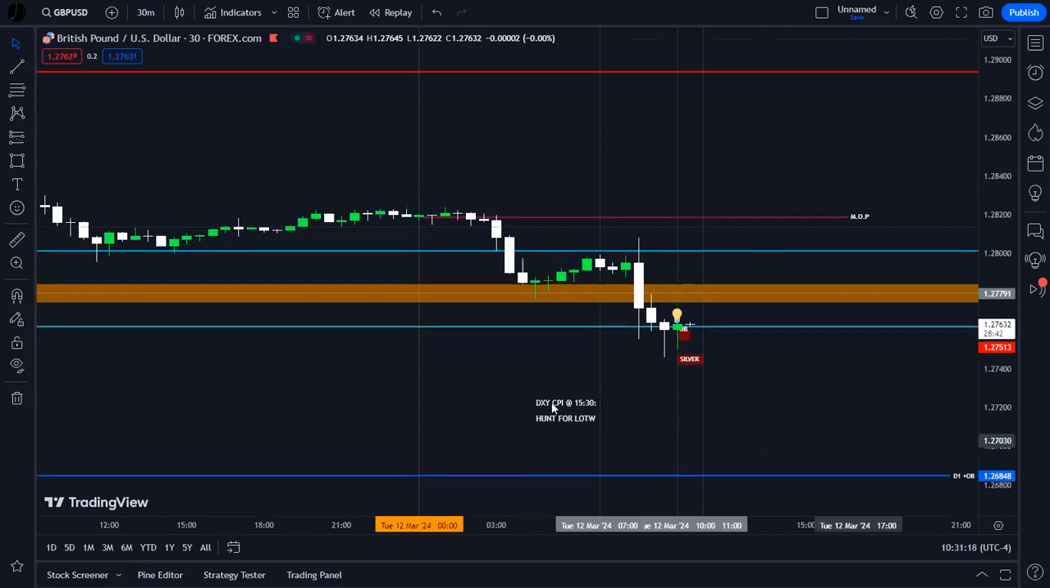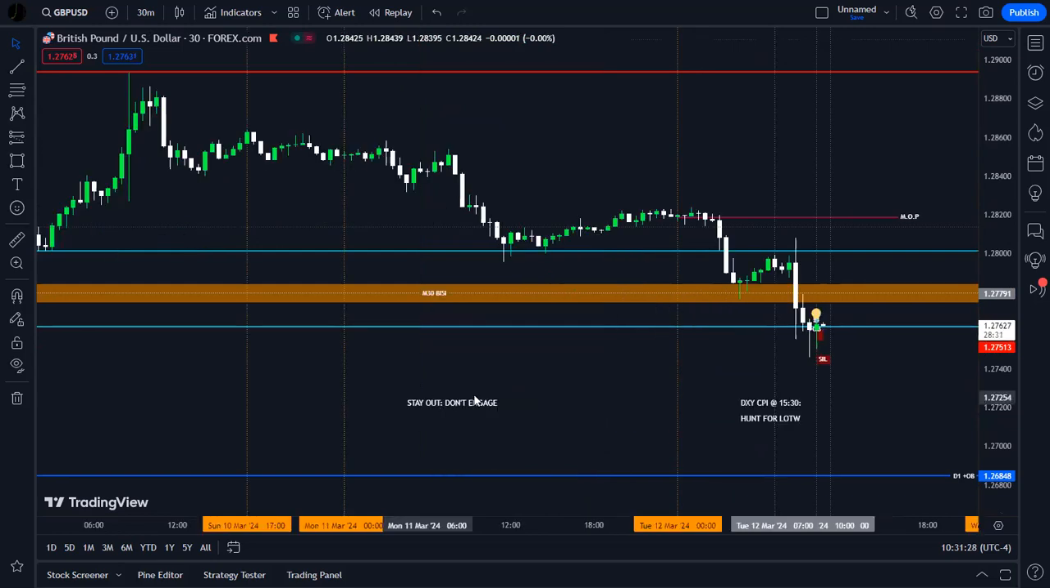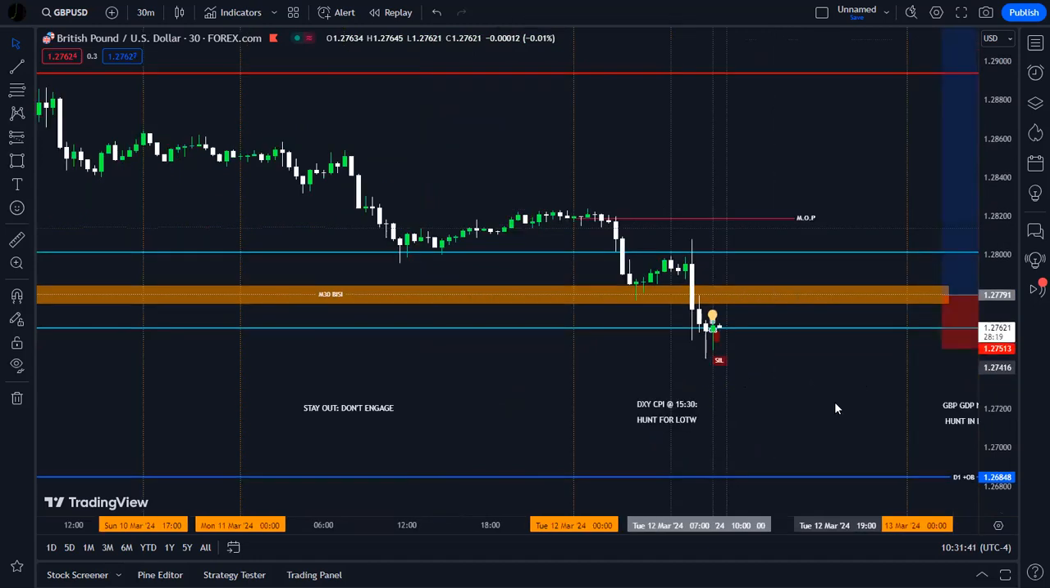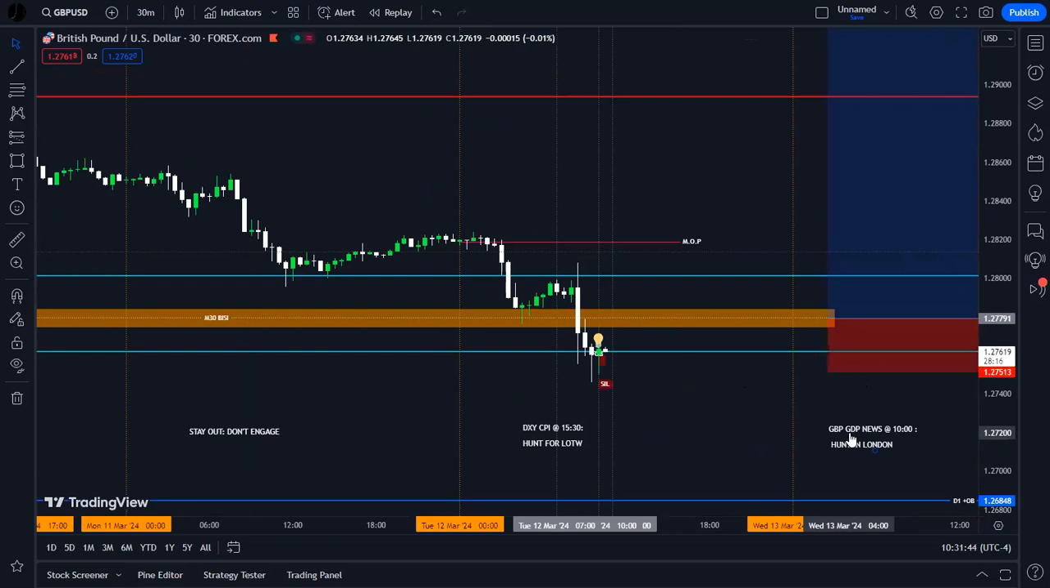Yes. DXY CPI at 1530, hunt for the low of the week. So we had everything in plan. Monday, stay out. We did not trade on Monday, which we didn't. Tuesday we had the low of the week during CPI release, which happened, and I said this is the low of the week.